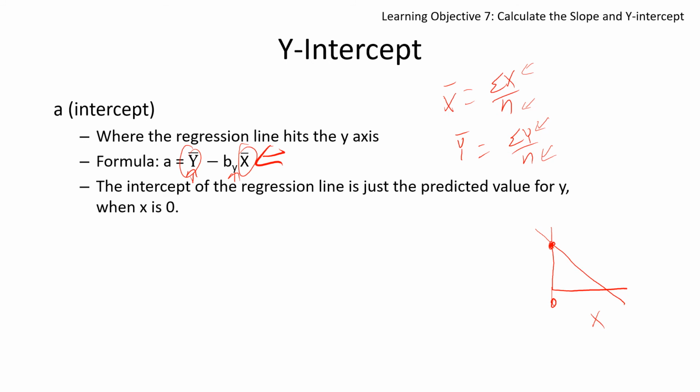And it can be negative. So an example here, if we had it like this, this is where it would cross. So it would be a negative y value.